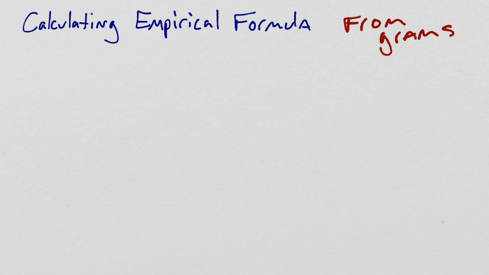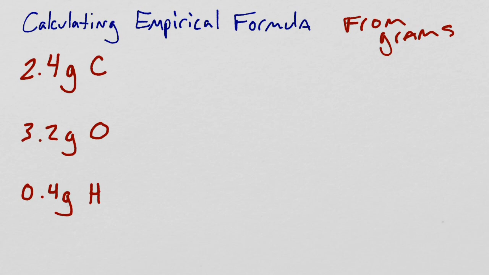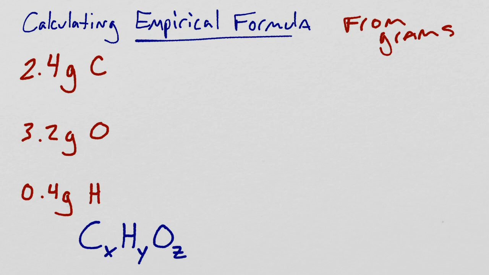Let's say that we have 2.4 grams of carbon, 3.2 grams of oxygen, 4 grams of hydrogen. So we know that our molecule is going to be C something, then hydrogen would go next, H something, O something. We don't know what those numbers are yet, and that's what we're calculating in the empirical formula. We're calculating those numbers.